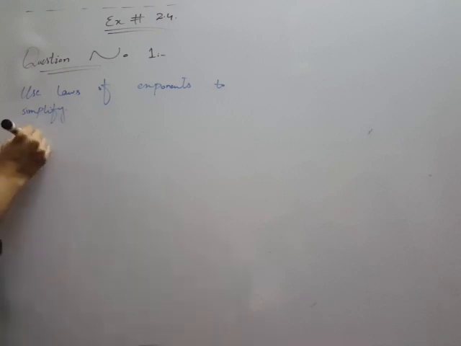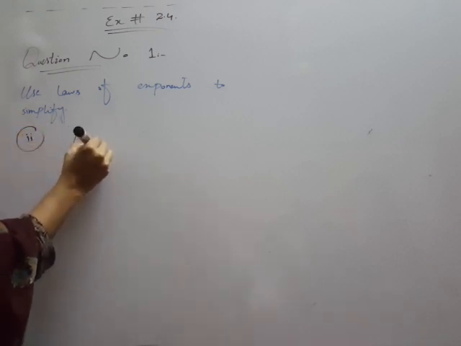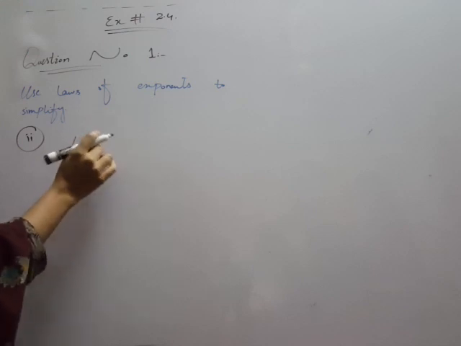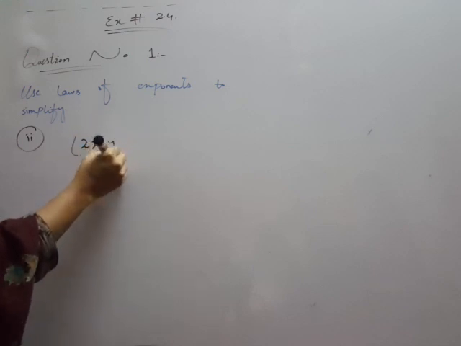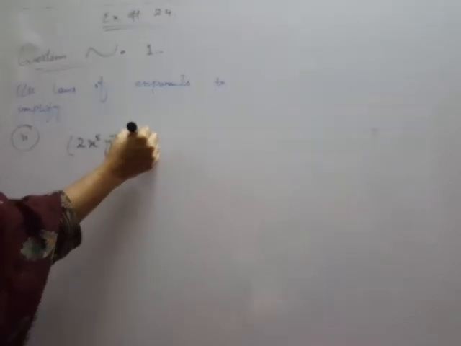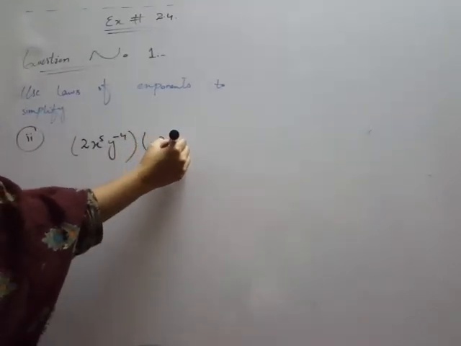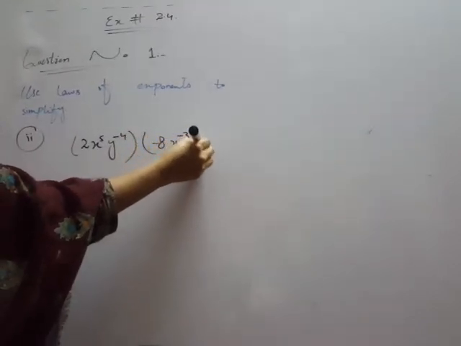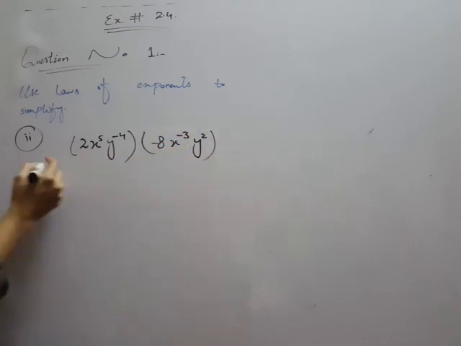Now we will move toward the second part, and the second part is 2 raised to power 2, into x raised to power 5 and y raised to power minus 4, into minus 8 x raised to power minus 3 and y square.